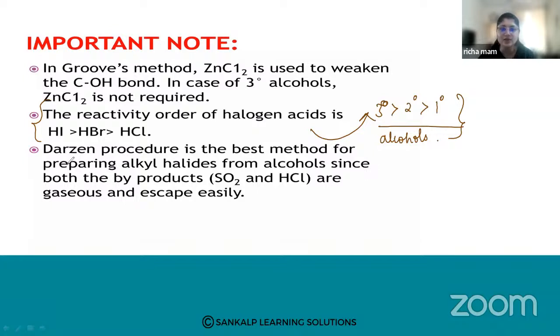For Darzan's procedure, as we have discussed, Darzan's process is the best method for preparing alkyl halides. Why? Because the byproducts obtained are SO2 gas and HCl, and these gases will escape out easily. These were the important points, and you have to remember this.